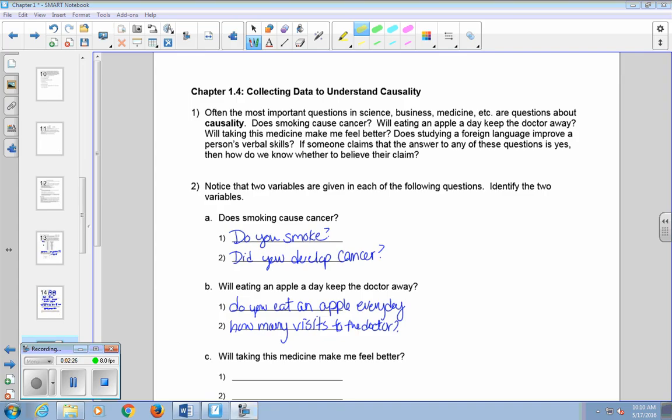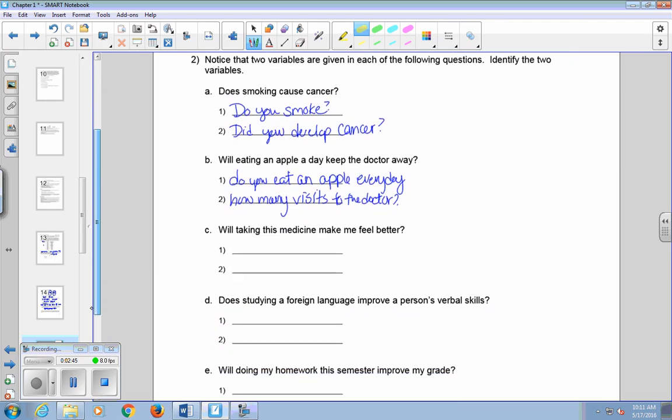So in do you smoke, we'd be looking at a binary. Yes, no. Did you develop cancer? Yes, no. Binary. But how many visits to the doctor may be quantitative or numerical because we'd be giving the number of visits maybe over the course of a year.